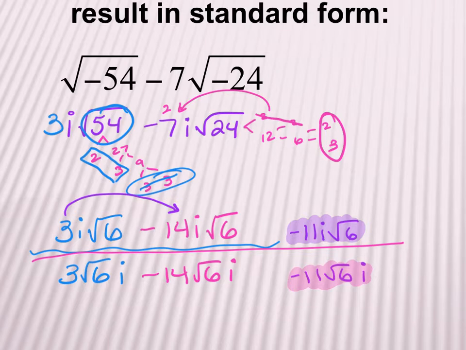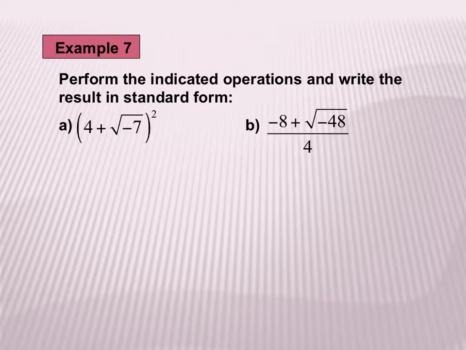So again, make sure you take the negative out first before you do anything. You might be multiplying square roots, adding square roots, subtracting square roots, or dividing square roots, but before you do anything, you have to take the i out. Okay, you try these. Perform the indicated operations and write the result in standard form.